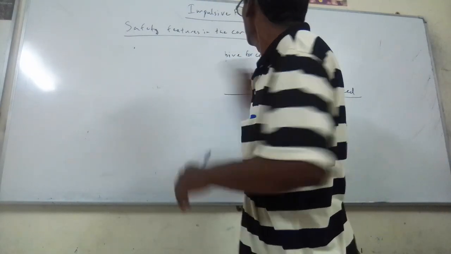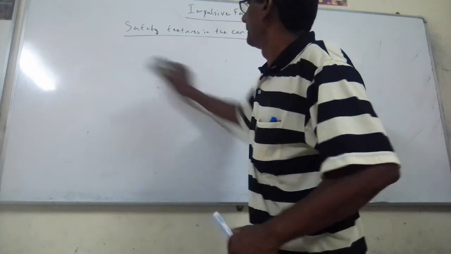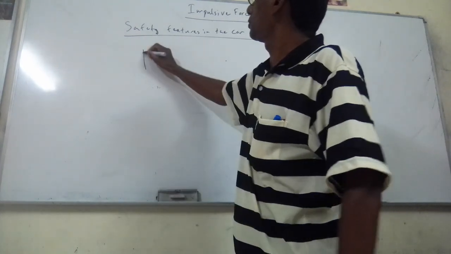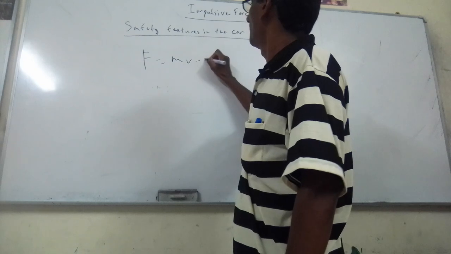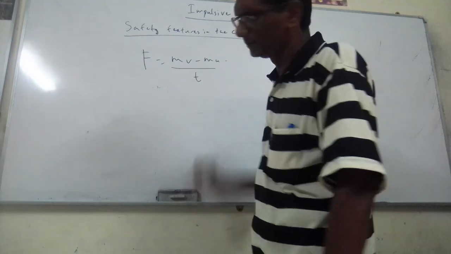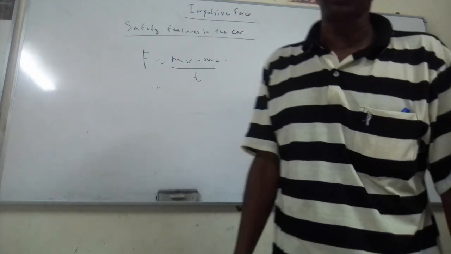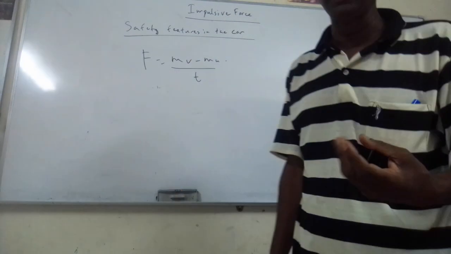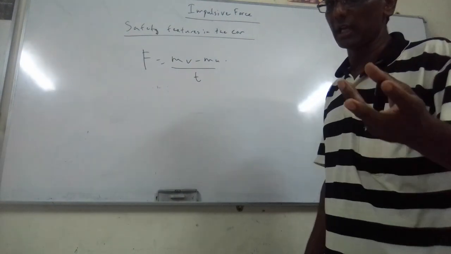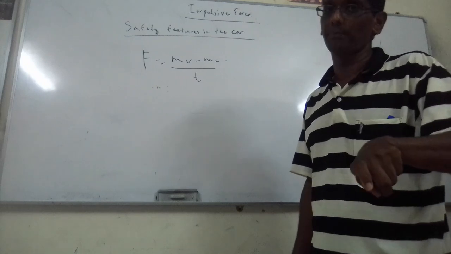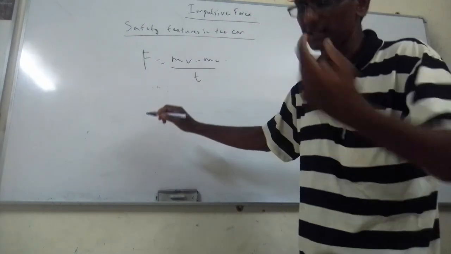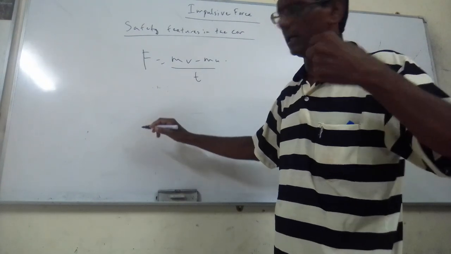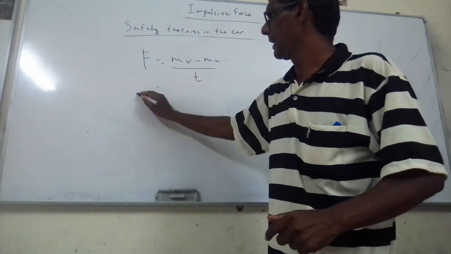How to reduce impulsive force? Okay. F equals mv minus mu over t. Time is constrained, so I will go straight. One important point about impulsive force, I will tell something for this.